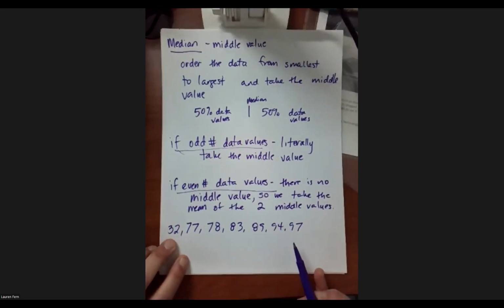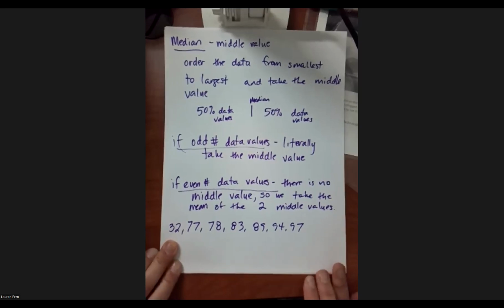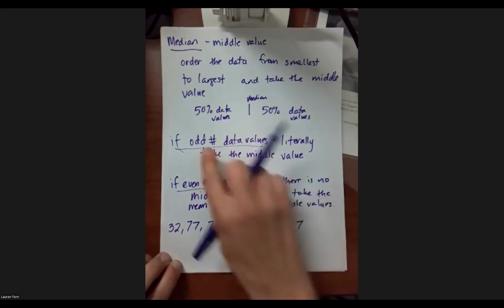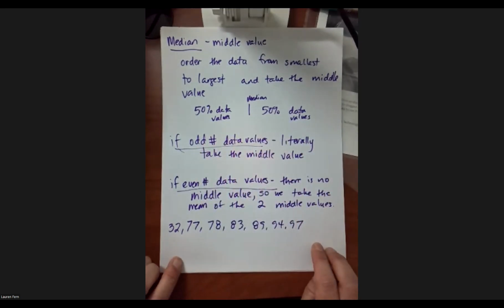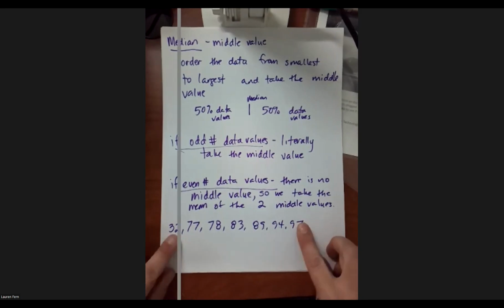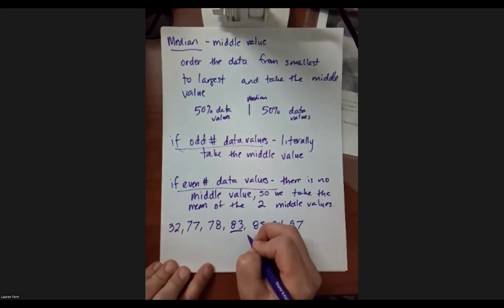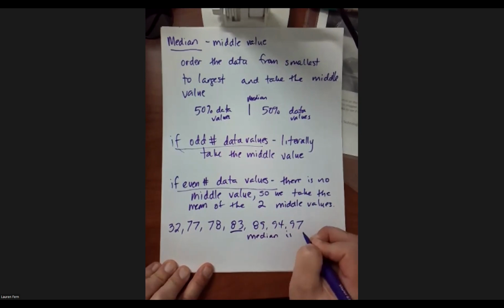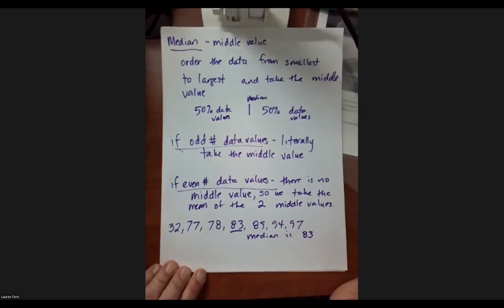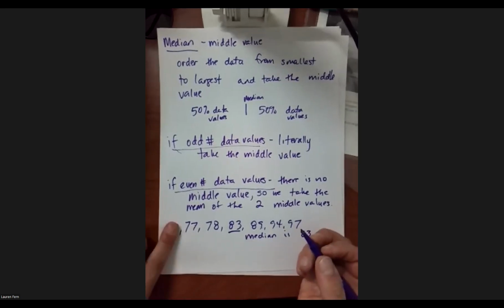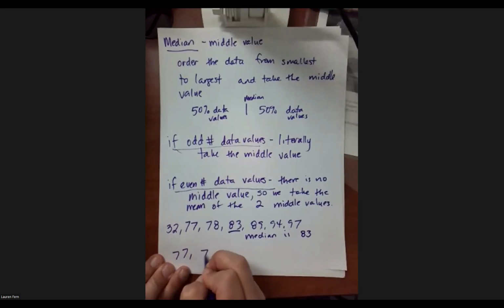Well, notice I was already nice here. I already ordered these from smallest to largest. Might as well save us a hassle. And we have 1, 2, 3, 4, 5, 6, 7. So I claim, since we have an odd number of data values, there is a middle. Watch this. Start on the outside and count in. 83 is our median. It's just extremely literal.